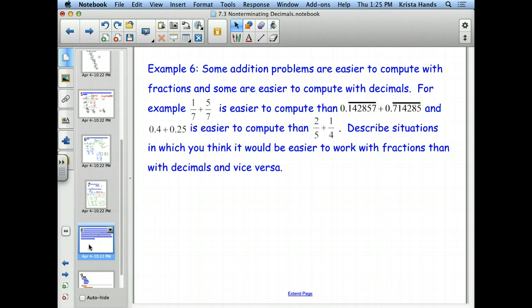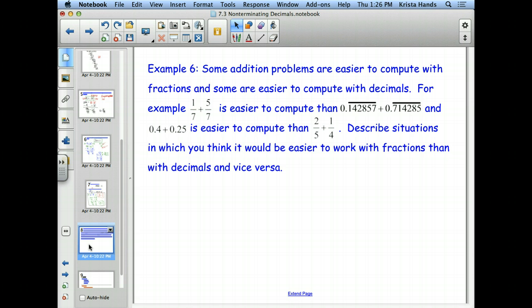Some addition problems are easier to compute with fractions, and some are easier to compute with decimals. For example, 1/7 plus 5/7 is 6/7, right? It doesn't take very long. 1/7 and 5/7 is 6/7, yeah? Sure enough. What about here? What is 0.142857 repeating plus 0.714285 repeating? I can't even say it repeating. That's too much. What is it? Yeah, it's 6/7. You're exactly right. It is 6/7.